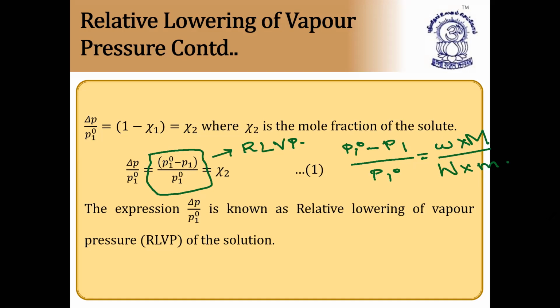So how did we get this formula? By using the mole fraction of solute. Mole fraction of solute is nothing but the number of moles of solute divided by the total number of moles of solution. By equating that, you'll get W into M by capital W into small m. You can remember these words.